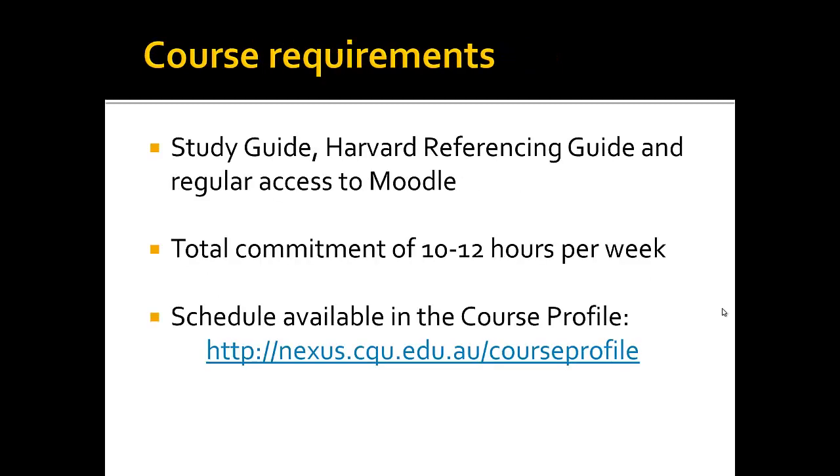Okay, so the course requirements: you will need the study guide, the Harvard referencing guide, and regular access to Moodle. So at least a few times a week checking out things. Total time commitment is 10 to 12 hours per week, and that's average for an undergraduate course. So it's good to get into the habit of making sure that you get those hours in each week. And a full schedule of the course is available in the course profile on Nexus, and you can access that from Moodle.